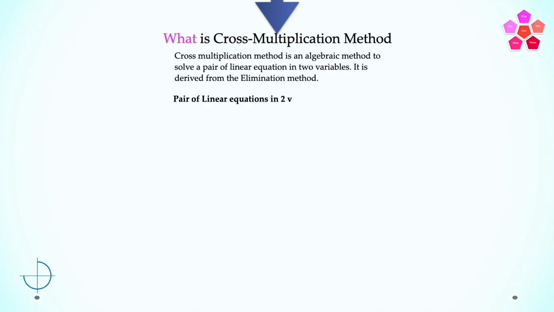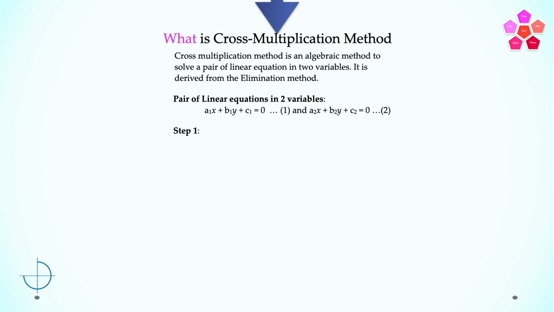Pair of linear equations in two variables can be depicted as a1x plus b1y plus c1 is equal to 0. Let's mark this as equation 1. And then we have a2x plus b2y plus c2 is equal to 0. And we'll mark this as equation 2.